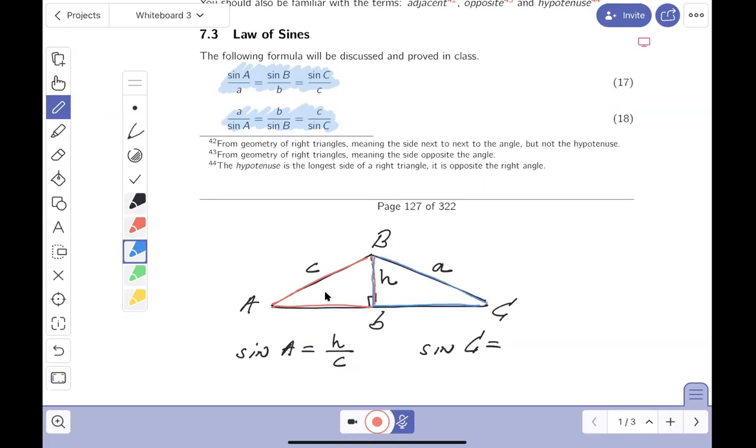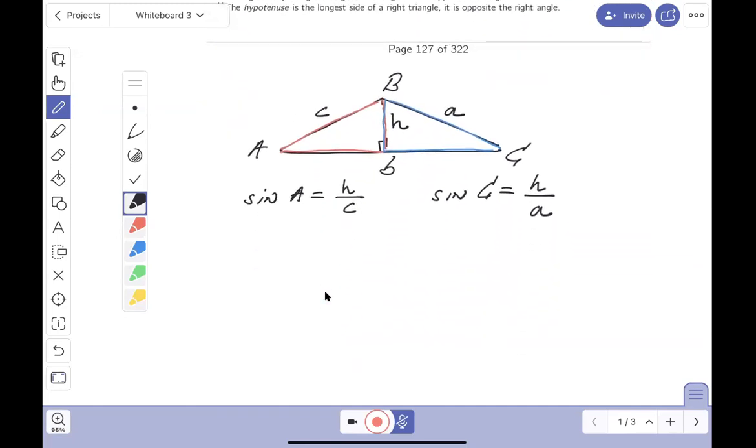Hey, you might have twisted your head around a little bit, but it's not so bad. What's going to be h over a? All right. Well, I'm going to just write these a little bit differently. This is c times sine of a equals h. And this is a times sine of c equals h.